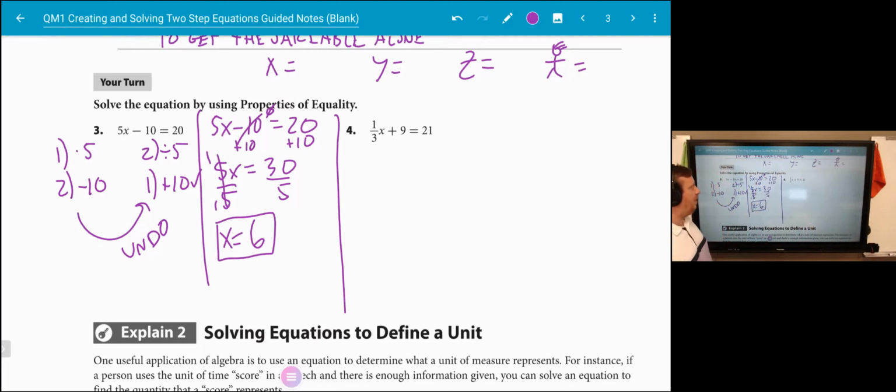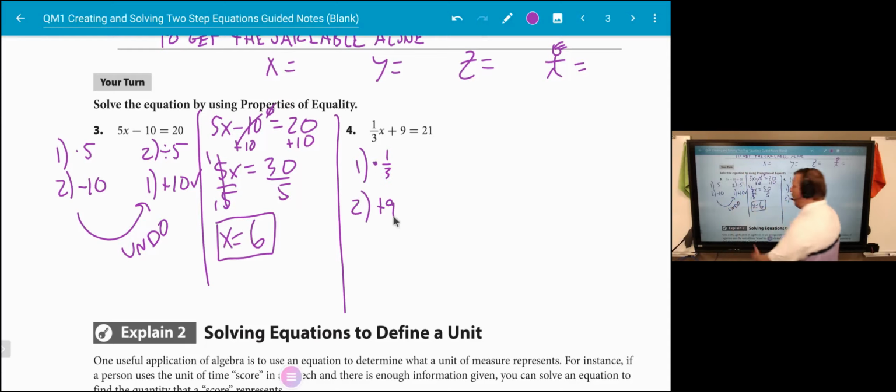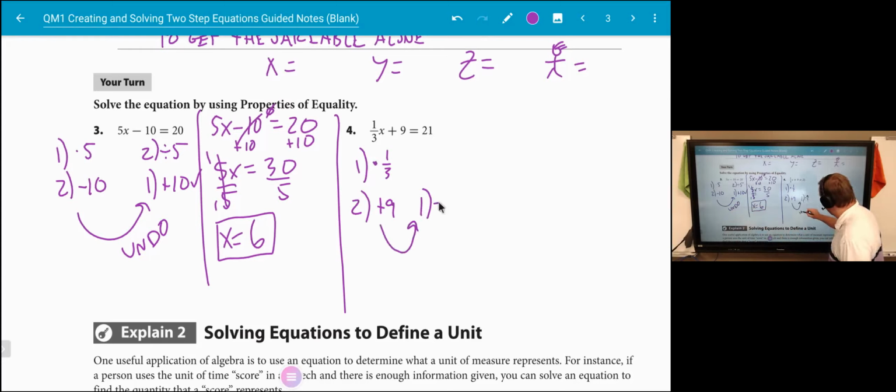plus 9 equals 21. Again, when you've got the 1/3, the coefficient next to a variable, a number next to a letter, that indicates multiplication. So this is 1/3 times x. I am multiplying by 1/3. Then I would add 9. To undo these things, I would need to first subtract 9. Again, this is our undo.